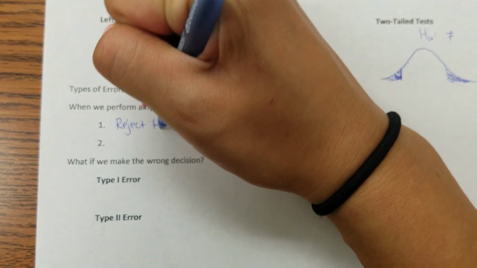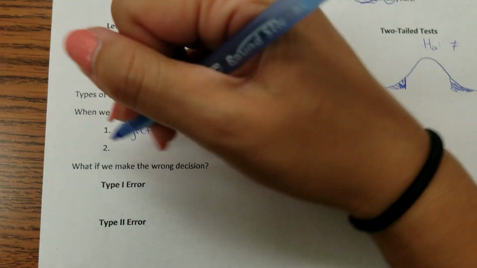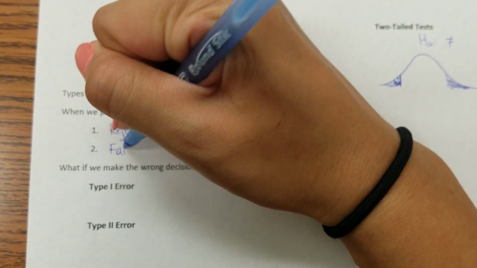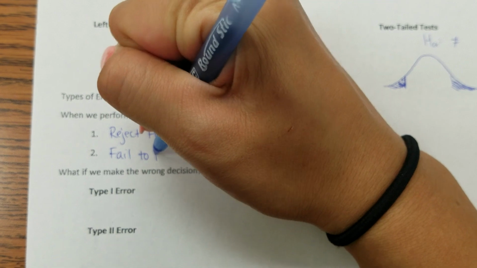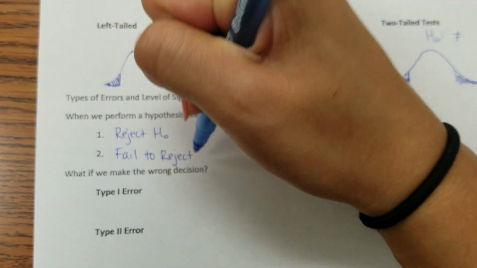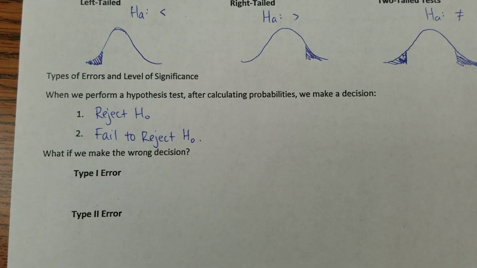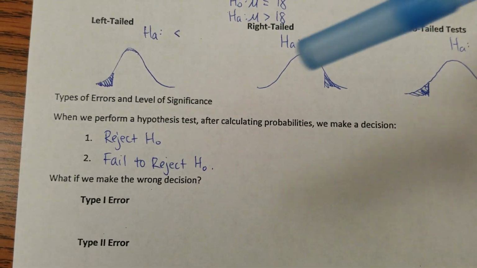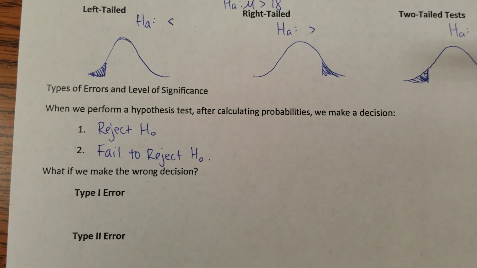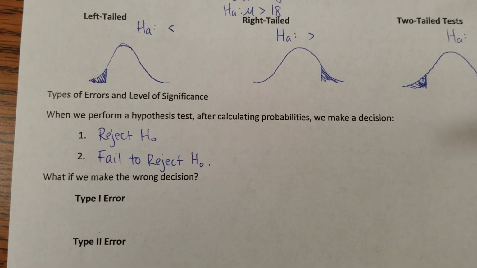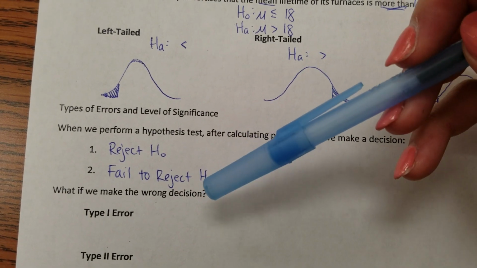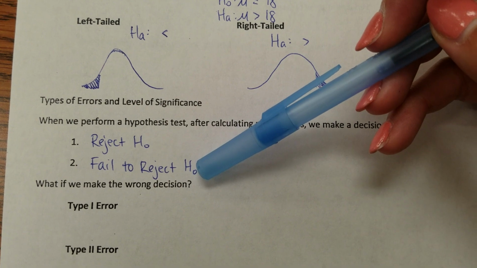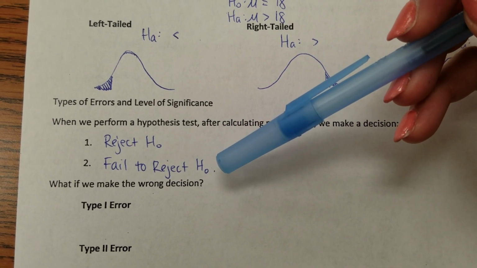So our two options are either to reject our H0 or we fail to reject H0. So these are our only two options. If we reject H0, that means H0 was false. That claim was not good. That means HA should have been true. We fail to reject H0 if we don't have enough evidence to say that H0 is false.